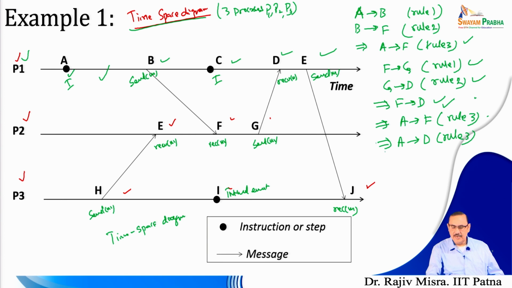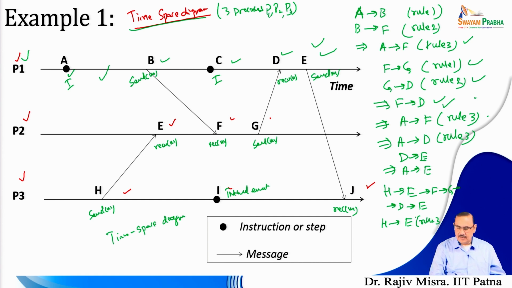And similarly, D has happened before E. So, this will imply that A has happened before E, and this proves that this is happening internally in the system, whereas H has happened before E, and E has happened before F and F has happened before G and G has happened before D and D has happened before E. So, H has happened before E here in this case by transitivity, rule 3.